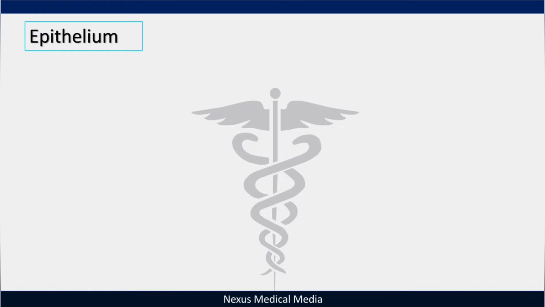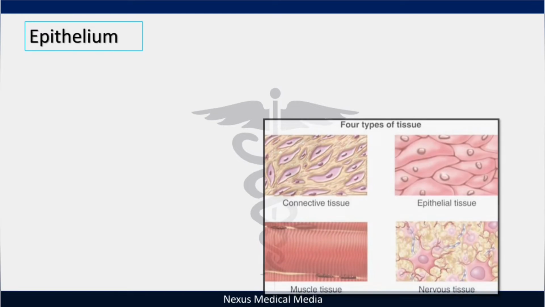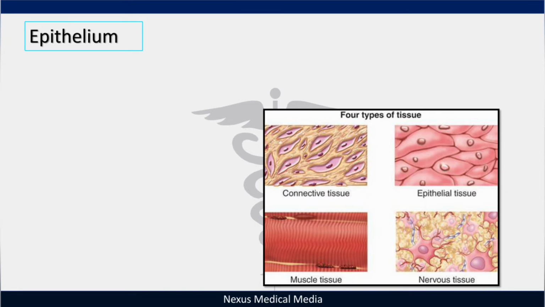Right, so the level of organization in animals, or in any organism, begins with a cell. Then the cells will combine to form a tissue, and the tissue will form an organ, and a lot of organs will combine to form an organ system, and then the organism. Right, so epithelium is one of the four main important tissues in animals. So we have connective tissue, epithelial tissue, muscle tissue, and nervous tissue.